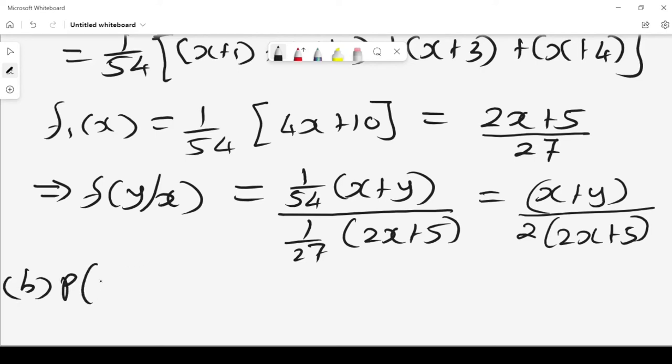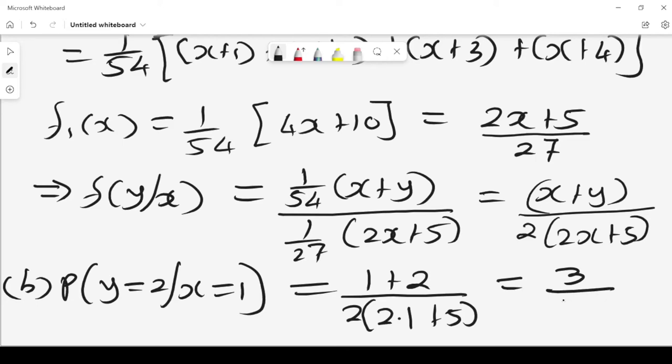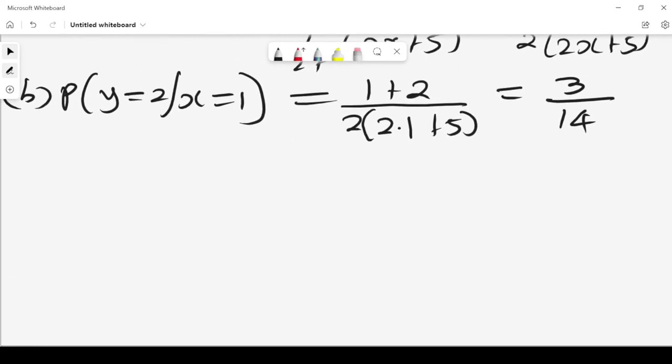And with that set of information, we can go ahead and find other values. For example, the probability of y equals 2 given x equals 1. It basically means you come here and substitute the value of x as 1 and the value of y as 2. Then x is 1, 2 times 1 plus 5, which is 7, times 2 is 14, and the numerator is 3. So the probability of y equals 2 given x equals 1 is 3 over 14. So that is for a discrete case.